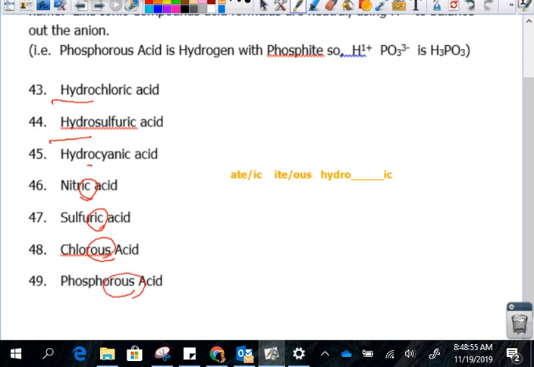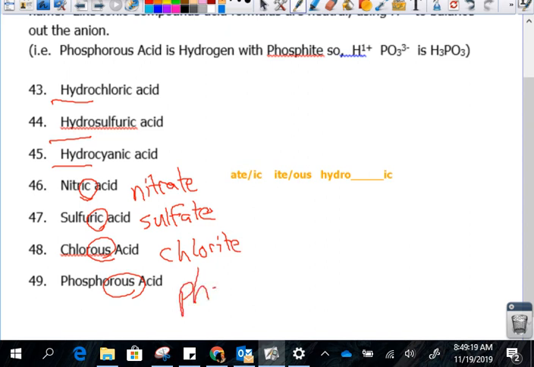Another us, another hydro. These three rules mean that the ics are actually nitrate, sulfate, and the ites are actually chlorite. And I mean the us's are chlorite and phosphite. And then with the hydro, so the ics are actually ates, the us's are actually ites.